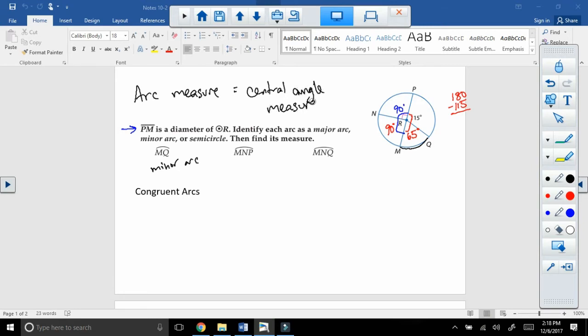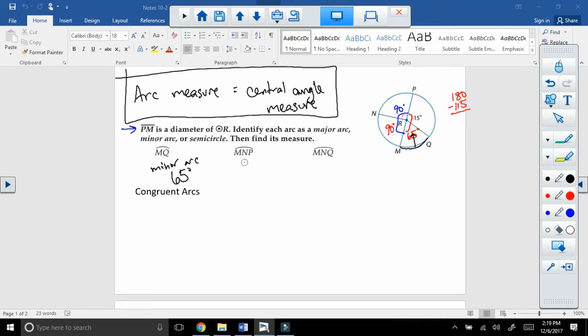Make sure you write that down. That'll be really important. I should have probably made a big box or something for that to help you remember. So this minor arc is going to be 65 degrees, because that central angle that intersects that arc is 65 degrees. For this next one, we have M, N, P.